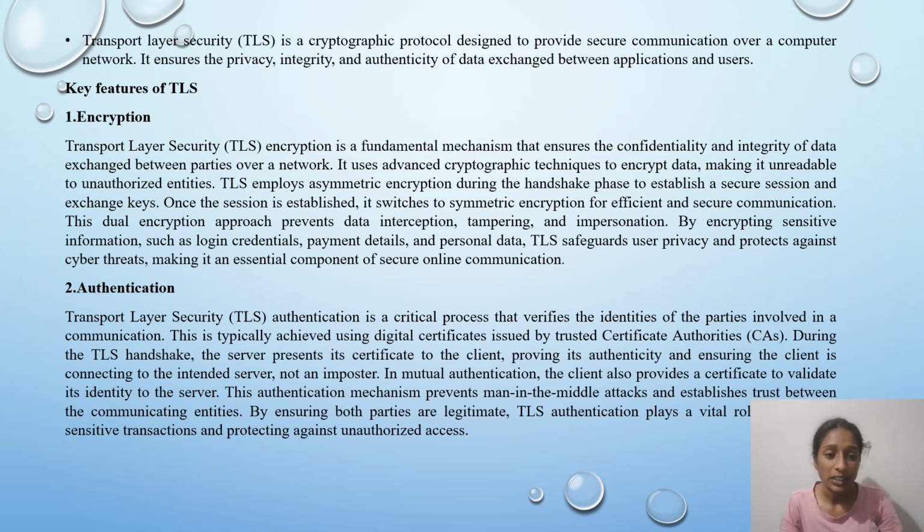Transport layer security encryption is a fundamental mechanism that ensures the confidentiality and integrity of data exchanged between the parties over a network. It uses advanced cryptographic techniques to encrypt data, making it unreadable to unauthorized entities. The transport layer security employs asymmetric encryption during the handshake phase to establish a secure session and exchange keys. Once the session is established, it switches to symmetric encryption for efficient and secure communication.